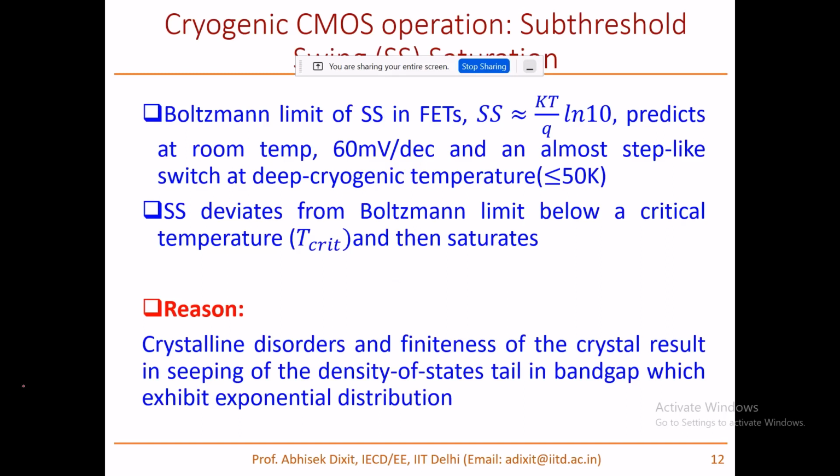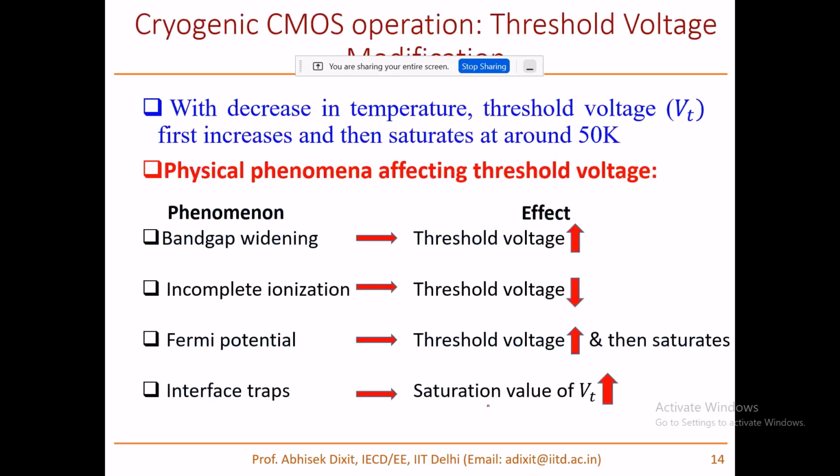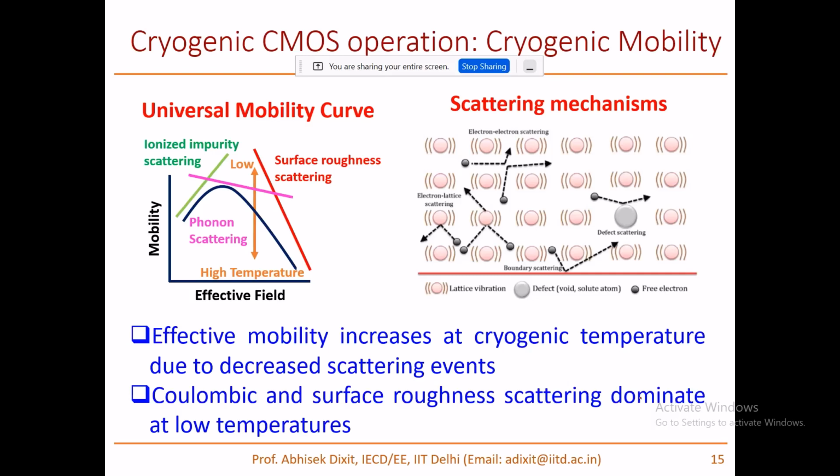And there are physics-based reasons, where people are talking about crystalline disorders, a tail in the density of states in the band gap, right? Similarly, if you look at how the threshold voltage changes, various effects actually take threshold voltage in different directions. So if band gap widening is happening, your threshold voltage can go up. If incomplete ionization happens, threshold voltage can go down. The effect of Fermi potential can take the threshold voltage up and then saturate. Interface traps can increase the saturation value. So all of this happens, right?